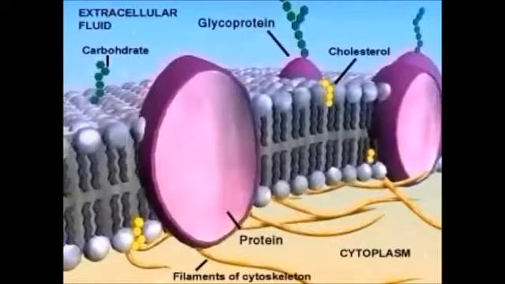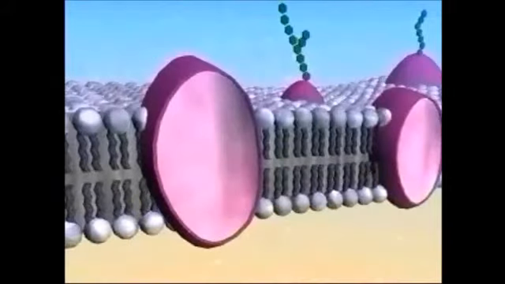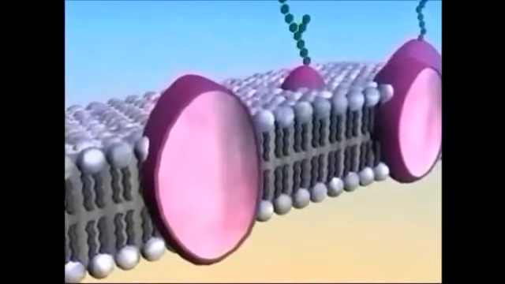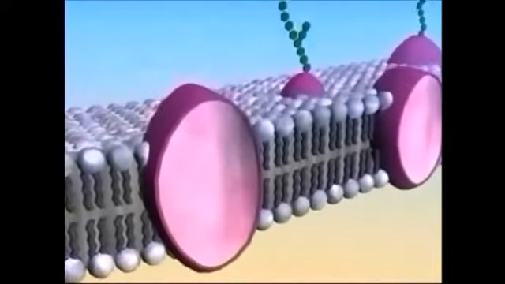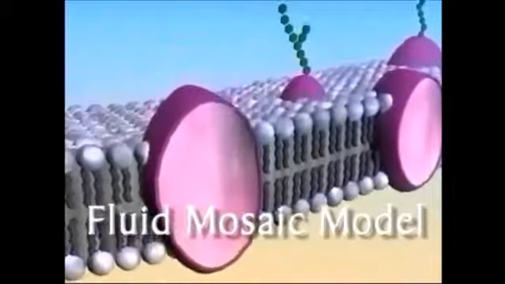The currently accepted model of the cell membrane was developed by Singer and Nicholson in 1972 at the University of California, San Diego. Pictured here, the plasma membrane looks like a sea of lipid with icebergs floating in it. The membrane is very flexible and has a fluid motion. This design of the plasma membrane is called the fluid mosaic model.